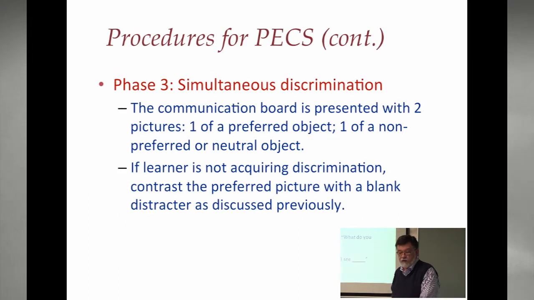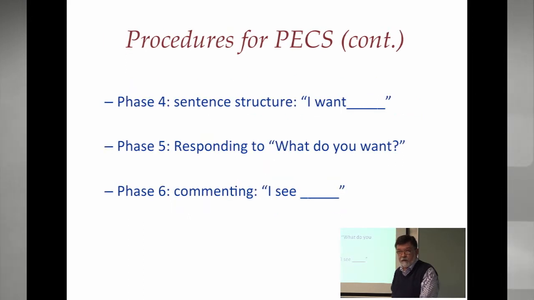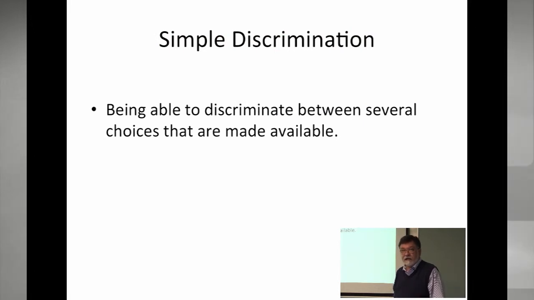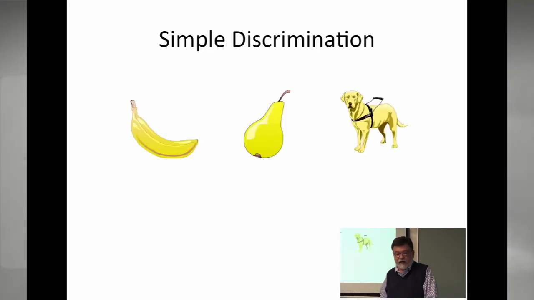There are 6 phases of PECS, and it really begins around the 3rd phase of PECS, which you'll see in the study, where we begin to get into engaging in discriminations. And what I want to spend just a moment doing is to differentiate between a simple discrimination and a more involved conditional discrimination. Simple discriminations could be described as being able to discriminate between several choices that are being made available at the same time.